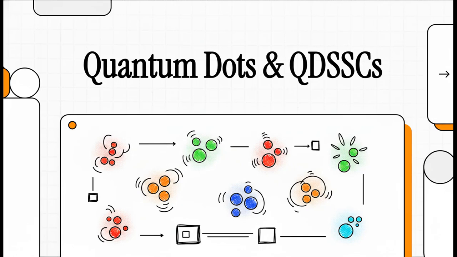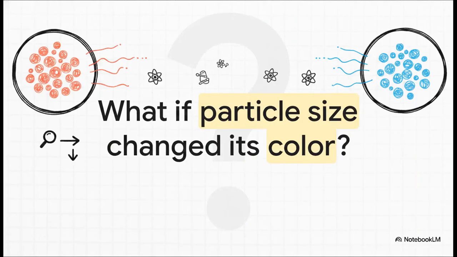Welcome to this premium engineering explainer. Today, we're diving into one of the most fascinating nanoscale materials in all of modern chemistry, quantum dots. We're going to see exactly how these tiny powerhouses are fundamentally changing the whole landscape of advanced electronics and renewable energy. So imagine taking the exact same chemical substance, right?